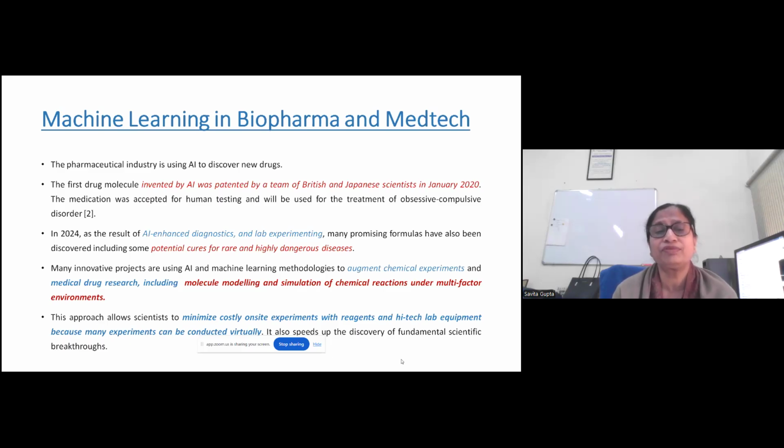In 2024, as per the statistical data, a number of AI enhanced diagnostic and lab experiments, new medicines have been discovered for potential cures of really dangerous diseases like cancers. You might have read some articles.